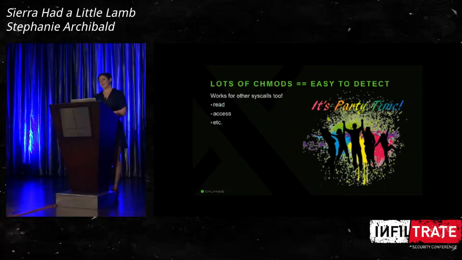The biggest downside of this method is that lots of chmods is going to be easy to detect by any sort of locally running IPS or AV system. But the good thing is that it works for a lot of other syscalls too. Basically anything that satisfies that requirement, where you need it to return one error code if the address is not mapped and another error code for some other error condition. Read will work, access will work, etc. There's a bunch of them.